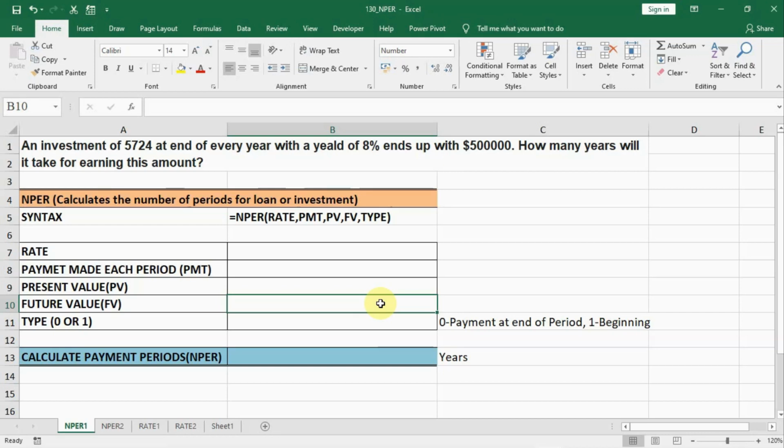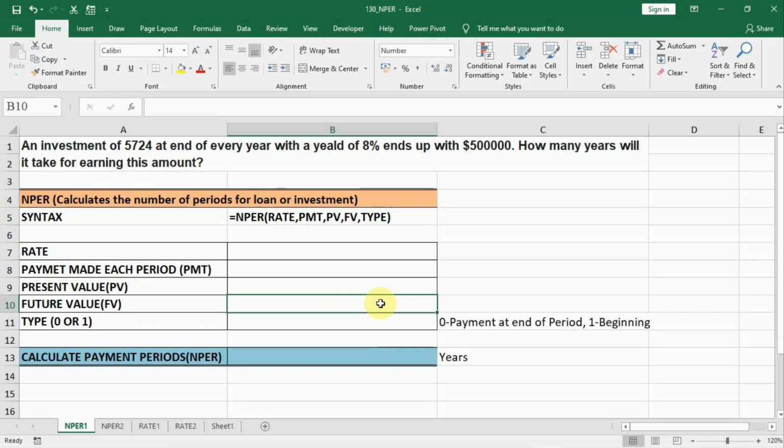Friends, in this lecture we learned NPER. NPER calculates the number of years or periods for an investment, and it calculates how much time it will take to reach a certain point of investment with a certain amount of interest. That means it helps you identify how many years or how much time it will take your investment to reach a certain goal.